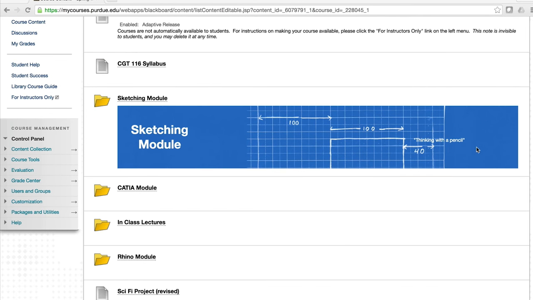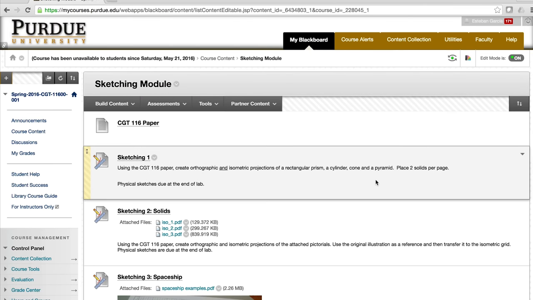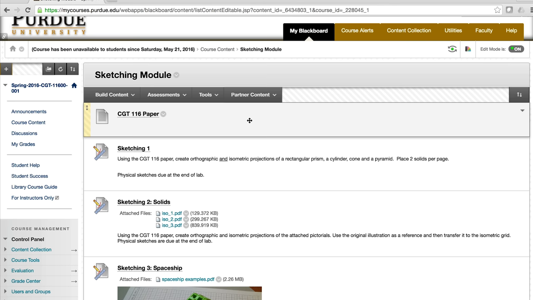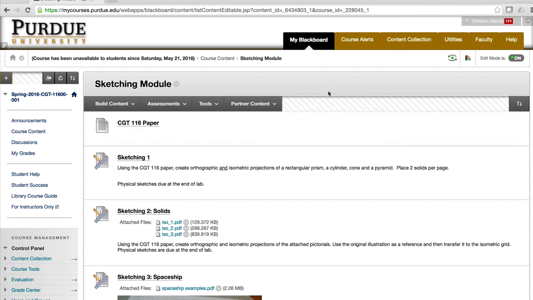We're on the sketching module. And the sketching module right here, this is going to be your first assignment, okay? So I'm going to be asking you to draw a rectangular prism, circular cylinder, but also I want you to do one more. That is going to be the cone and the pyramid, okay? So these are the geometric primitives.